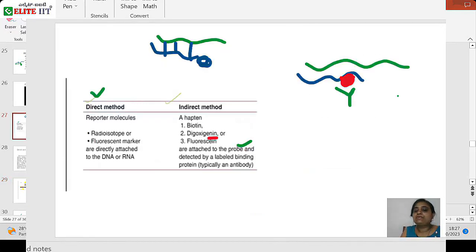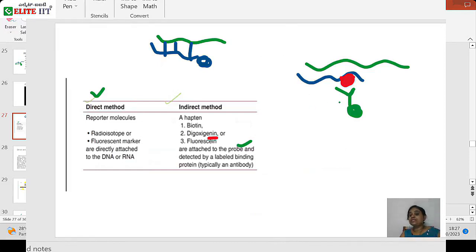So against that, you have to use avidin, and this avidin is actually attached with any fluorescent compound. So the fluorescent compound is not directly attached with the biotin, or in the probe. Some secondary thing is there.